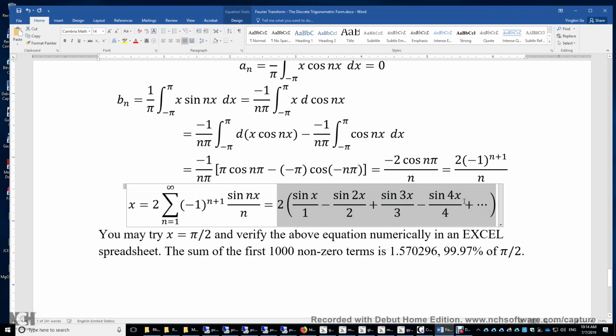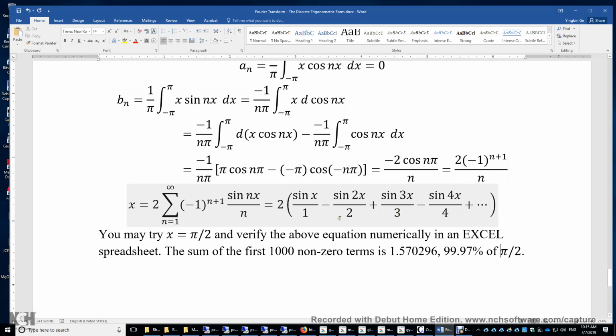So what I did is I used an Excel spreadsheet, which is also uploaded to the Google Drive for you to use, and I summed up the first 1,000 non-zero terms of this, and I got a number very, very close to 1/2 of pi. Why did I choose 1/2 of pi? Because sine 1/2 of pi is just 1. And sine 2 times 1/2 of pi is 0, so this is 0, this is 0.